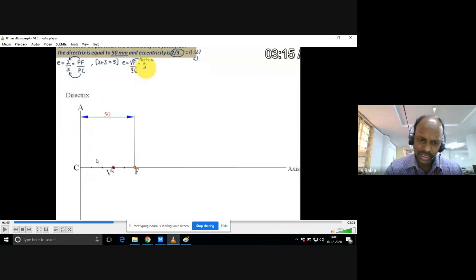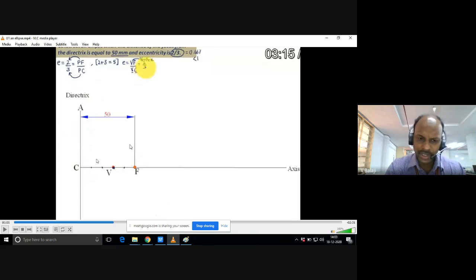So the remaining three parts are on the left hand side of the vertex, and two parts are on the right hand side of the vertex. This ratio VF by VC is known as eccentricity. That's why we are dividing this into 5 equal parts, because the eccentricity is given as 2 by 3. If you take the formula VF by VC, you will get 2 by 3 again, because we are leaving 2 parts from the focus and 3 parts from the directrix. We will discuss what eccentricity is and its properties further.